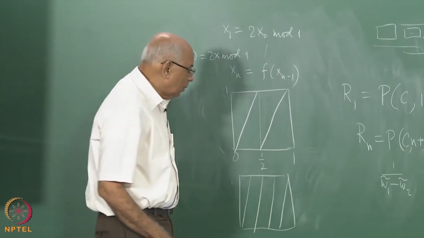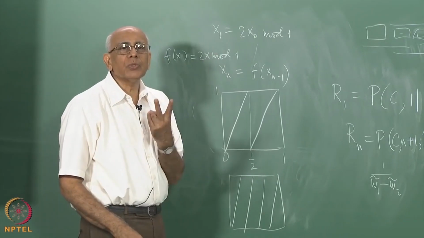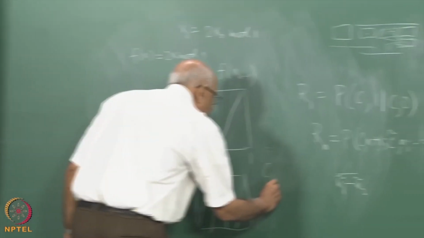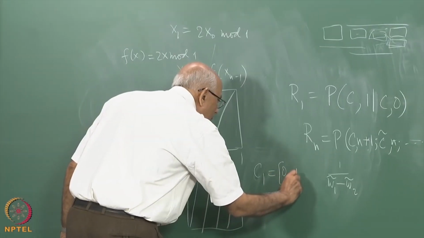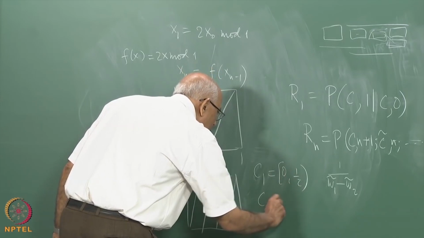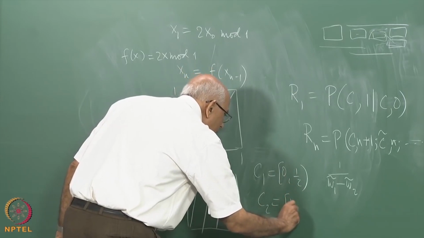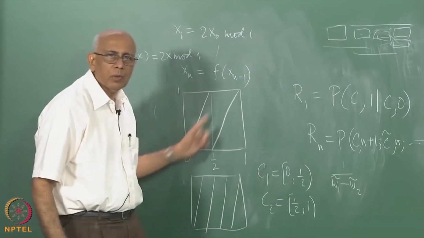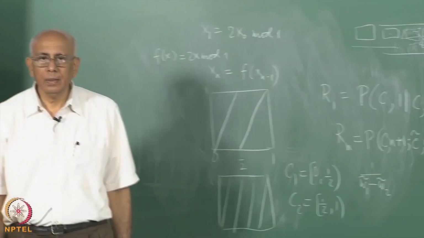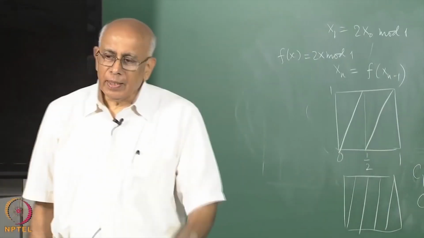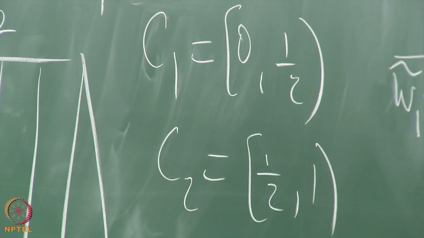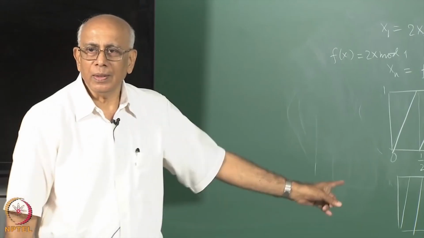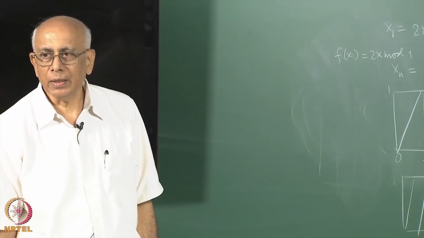So I suggest you do the following as the simplest case. Just do 2 cells. So C1 equal to 0 to half, C2 equal to half to 1. 1 is the same as 0 by this mod business. Okay. So call one of them C, call one of them C tilde, and find out what happens to Wn, etc. You can do this directly without too much difficulty.